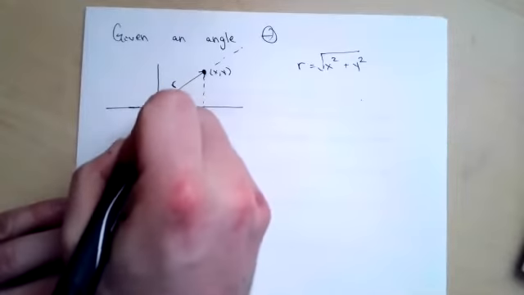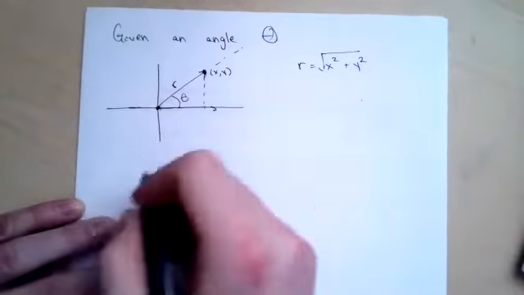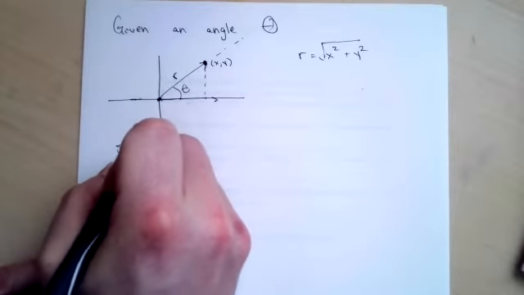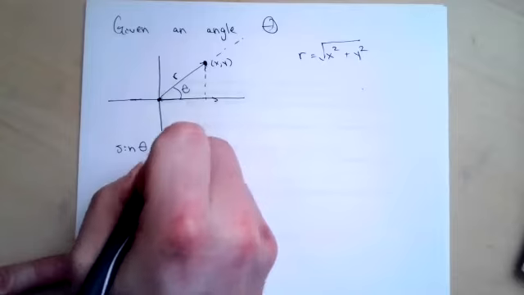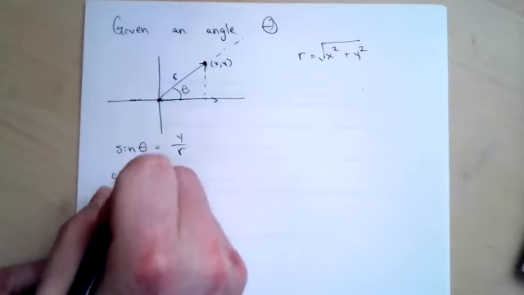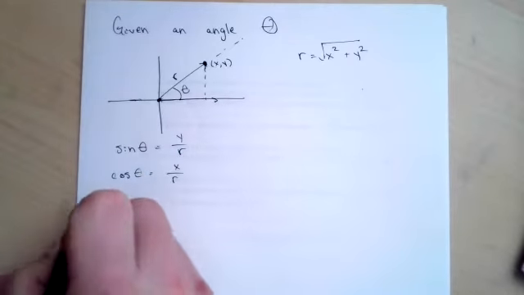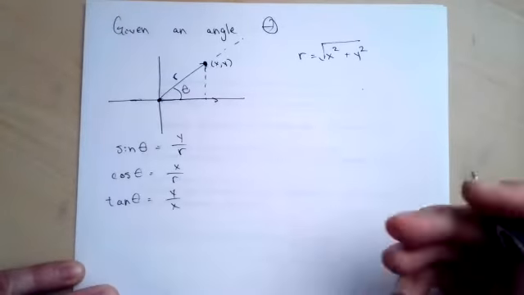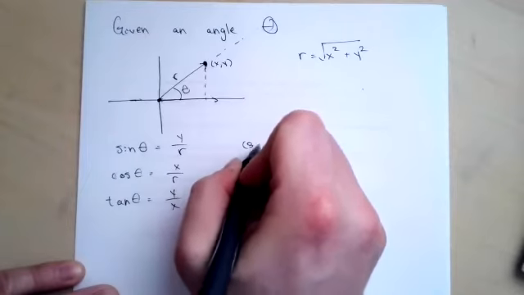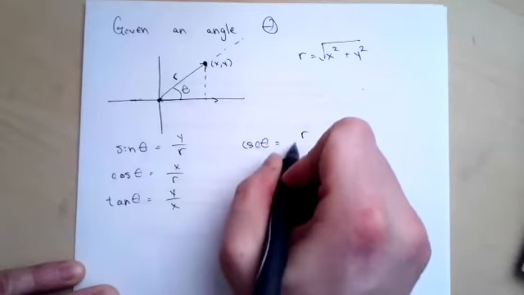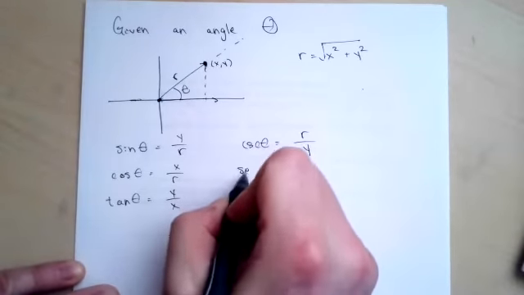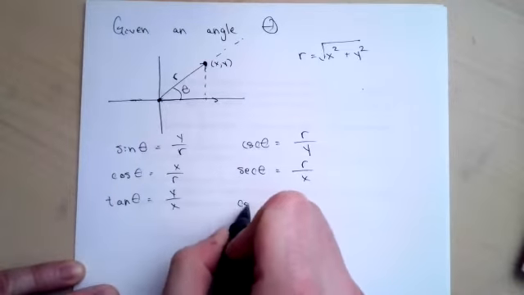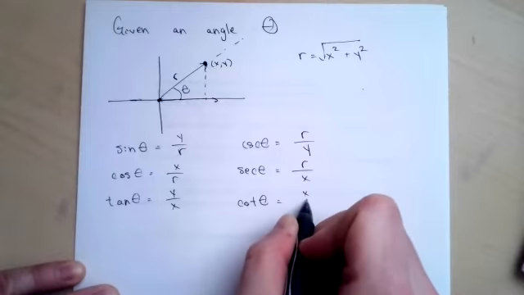And then our angle theta, again, measured in standard position, we can define our 6 trig functions. So our 6 trig functions: sine of theta is going to be y over r, cosine theta is going to be x over r, tangent of theta, y over x. And then the reciprocal trig functions: cosecant of theta is r over y, secant of theta, r over x, and cotangent theta, x over y.